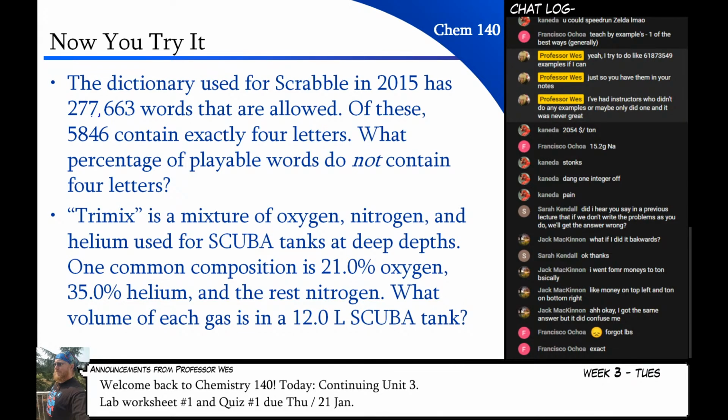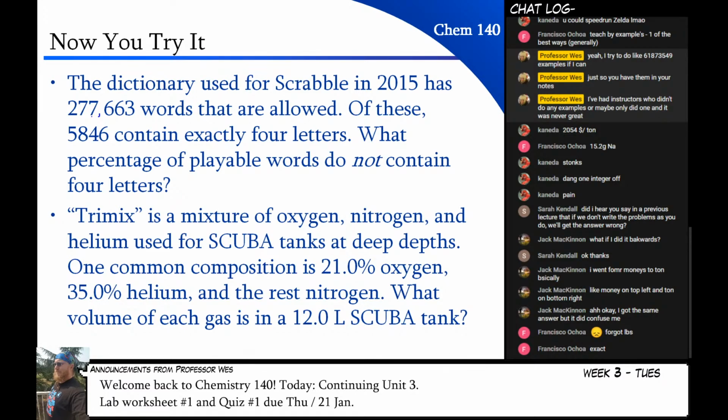And then down here I have trimix. Trimix is a mixture of oxygen, nitrogen, and helium when you go scuba diving. It's particularly useful for deep diving because if you have too much nitrogen in your air mixture and you go down too deep, you get what's called the bends when you resurface, where the nitrogen is so pressurized it turns into a liquid, and then when you go up it tries to become a gas again, and your veins get bubbles in them, which is very, very bad.